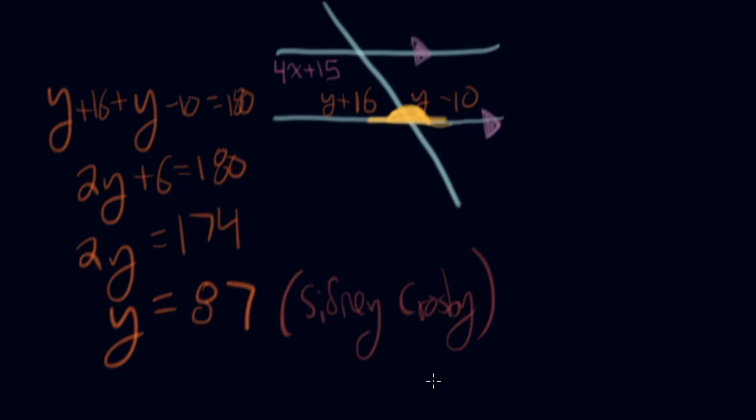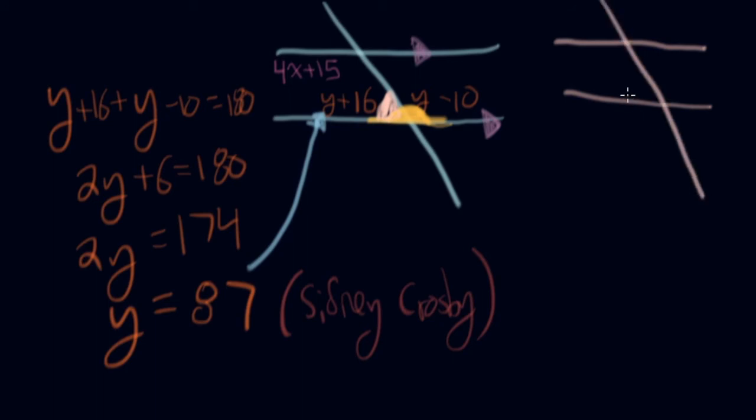So y is going to be 87. Excellent. Then what you have to do is put this handy dandy 87 right where y is. So what is 87 plus 16? It is going to give you 103. So you now know that this whole angle here is 103. If I redraw this, you know that this angle is 103, and you know that this is 4x plus 15.